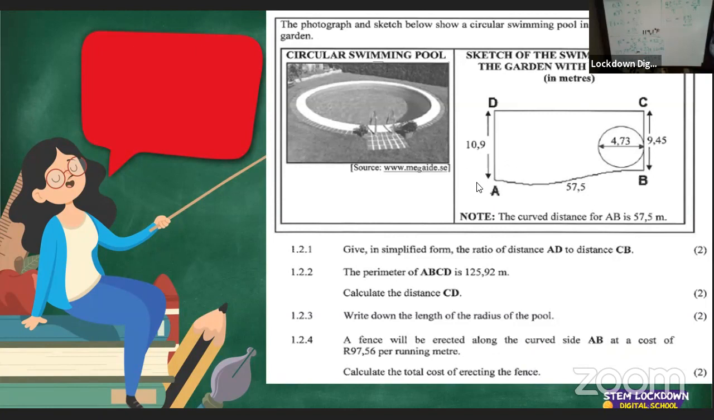So we'll start with these questions and see if we are able to give a simplified form of the ratio of the distance of AD to distance CB. It's just the same as we have been doing. We are able to calculate the perimeter of ABCD. So look at that. We are also given clues on how to tackle that. Okay, so we are also going to write down. So just relax and go and look at this question, guys. It's really simple.